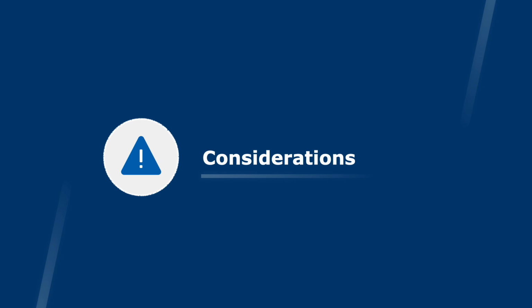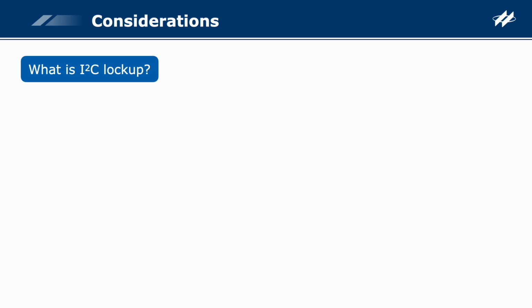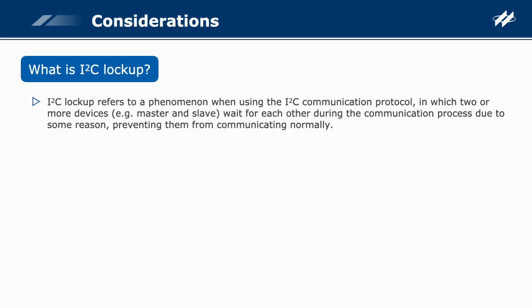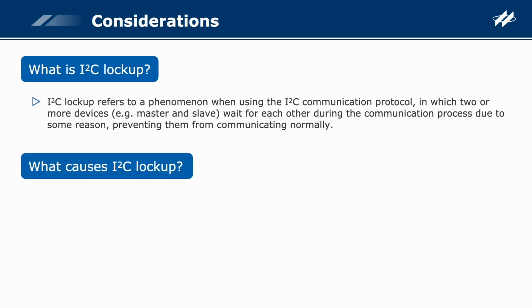Considerations. In this section, we'll learn about what is I²C lockup. I²C lockup refers to a phenomenon when using the I²C communication protocol, in which 2 or more devices, such as master and slave devices, wait for each other during the communication process due to some reason, preventing them from communicating normally. Then what causes I²C lockup?